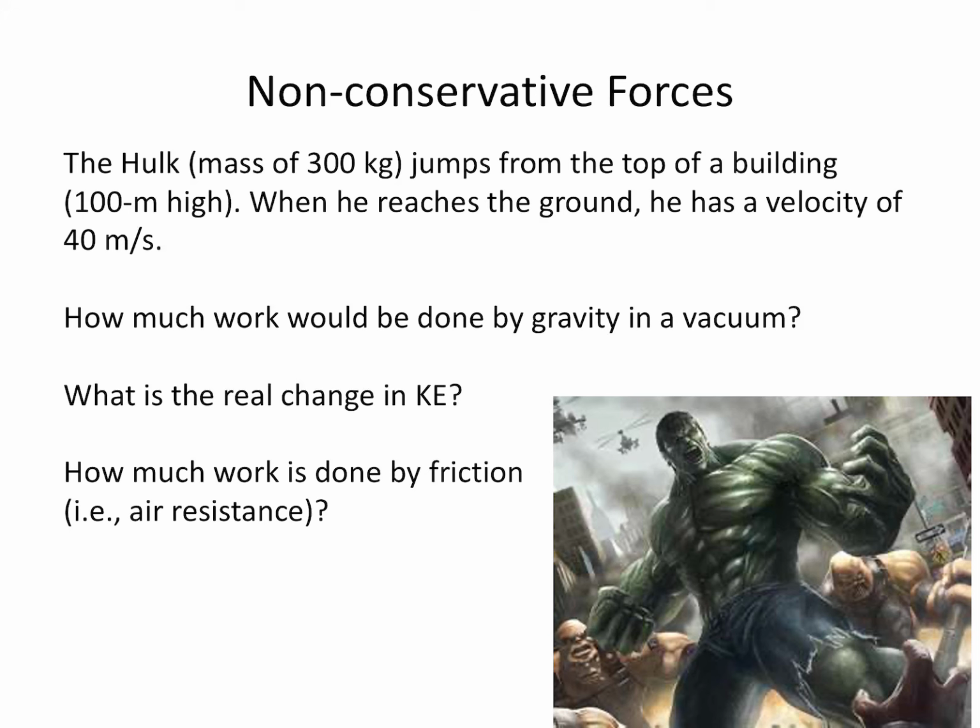Okay, let's just do one more example. You have a hawk jumping down from a tall building 100 meters high. When he reaches the ground, he has velocity 40 meters per second. How much work would have been done by gravity in vacuum? So if the hawk jumped from a 100-meter tall building, what would be the work done by gravity? Very simple, mgh. You can plug in all the numbers yourself. What's the real change in kinetic energy? Simple, 1/2 m vf squared minus 1/2 m vi squared, and vi is 0. So it's actually just 1/2 m vf squared.